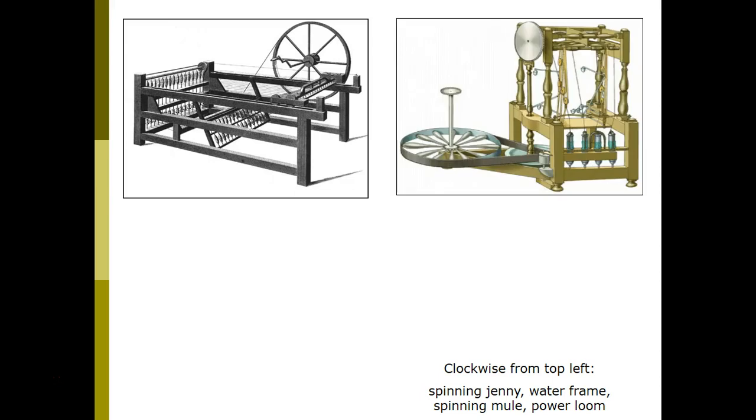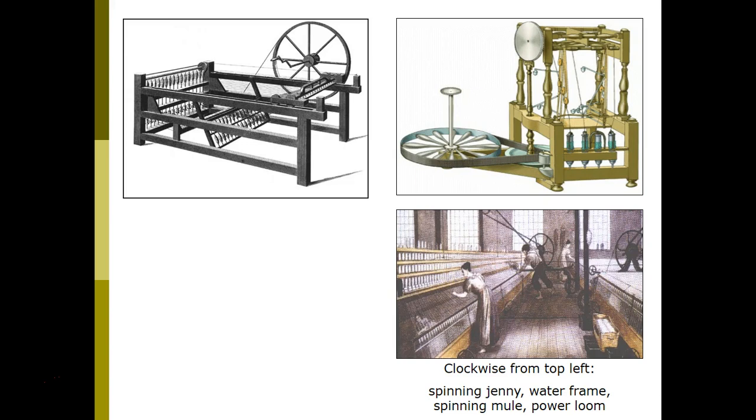Then we get the water frame, which is a machine powered by water that does the same thing. It creates thread, but the key here is it's not producing as much as the spinning jenny, but it's doing it without human power. Finally, then we get the spinning mule, which combines the efficiency of the spinning jenny with the power from water in the water frame. The spinning mule then is where we really start to get the first factories.